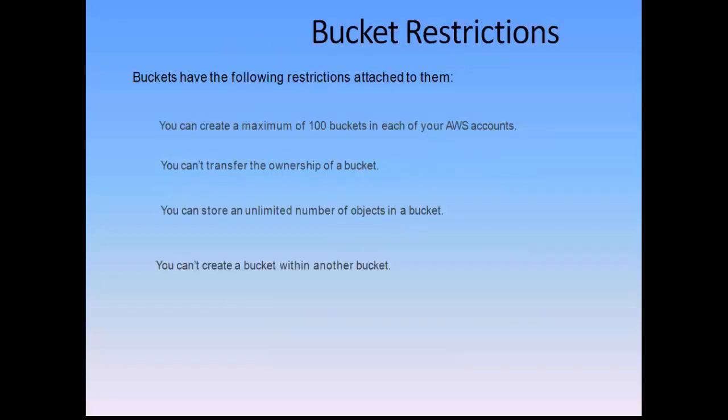There are some restrictions. What are the restrictions? The first restriction: you can create a maximum of 100 buckets in each of your AWS accounts. In a single account, you can create a maximum of 100 buckets by default, but by creating a request to AWS, you can go up to 1000 buckets in an account. But by default you will get only 100 buckets. But that is also more than sufficient.